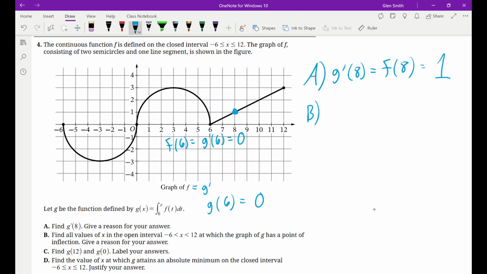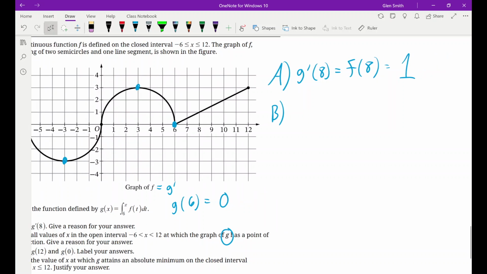B. Find all values at which g has a point of inflection. Well, we did this a bunch in class. Inflection points on g happen when g prime changes from decreasing to increasing or increasing to decreasing, or another way to say that is maxes and mins. So there's one here at -3, there's one here at 3, there's one here at 6. But we got to lump them together in how they change. So we got to say how they change. So I might type this out because my handwriting is sloppy, as you can see.